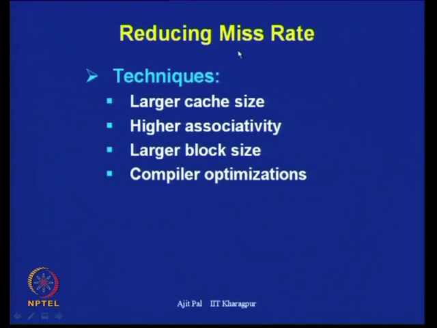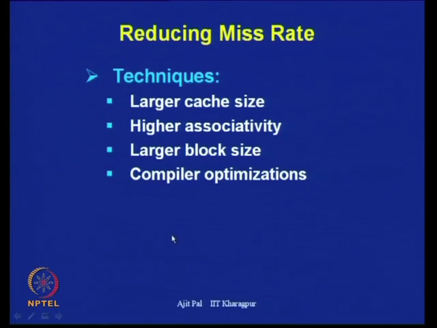And for reducing miss rate, you have to use some of the approaches which are listed here. Number one is you can use a larger cache memory size. Second is higher associativity. Third is large block size. Fourth is various compiler optimization techniques.